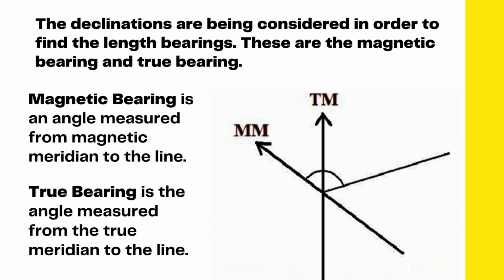Declinations are being considered in order to find the bearings. These are the magnetic bearing and true bearing. Magnetic bearing is an angle measured from the magnetic meridian to the line. On the other hand, the true bearing is an angle measured from the true meridian to the line.